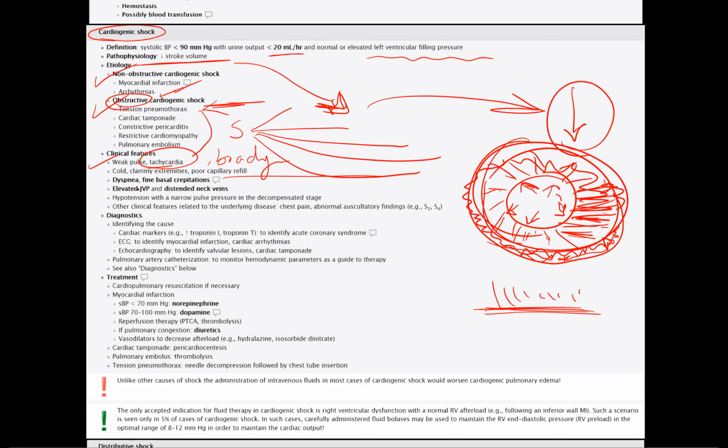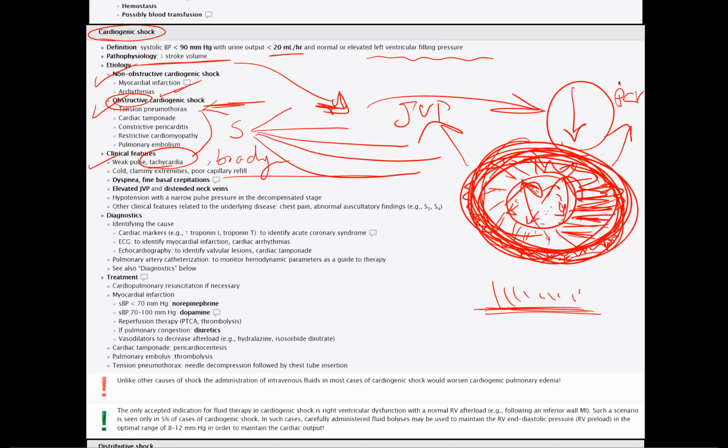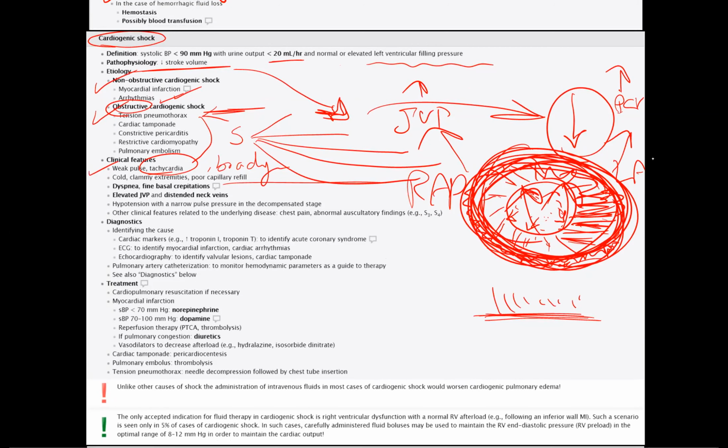As we said before, the heart is congested with blood, so the pressure inside the heart will be high because it is obstructed. So we have both JVP and CVP high. The right atrial pressure will be high, the LAP and RAP are high. So we have distended neck veins, elevated jugular veins, and we will have also hypotension in the decompensated stage.